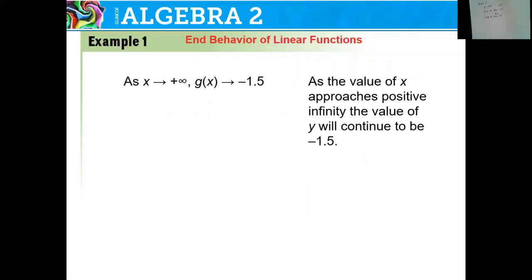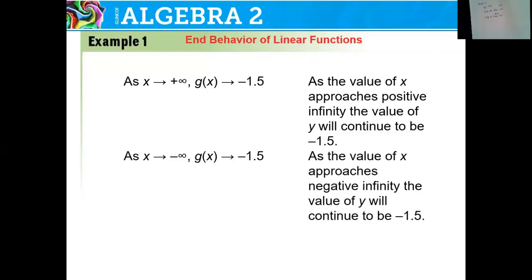So as x goes towards positive infinity, g of x, that was the abbreviation that they used, once again, it's just function notation for showing y is equal to negative 1.5. That's because as the value of x approaches positive infinity, the value of y will continue to be negative 1.5. So again, it didn't matter what we plugged in, we're always going to end up with negative 1.5. So as x goes towards negative infinity, g of x is also equal to negative 1.5 for the same reason. The y value never changed, never had a different slope.